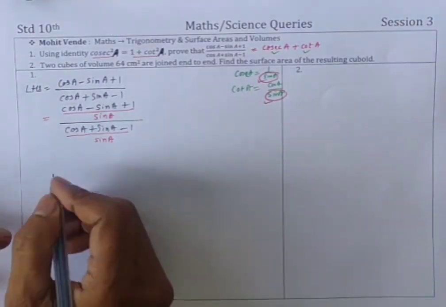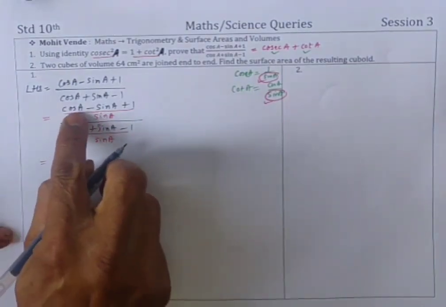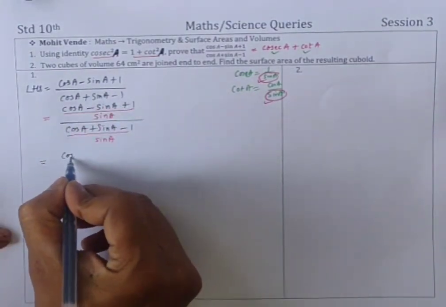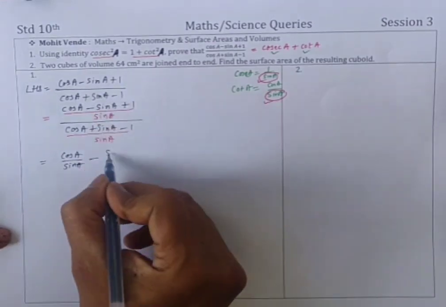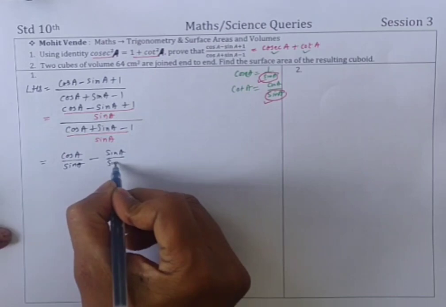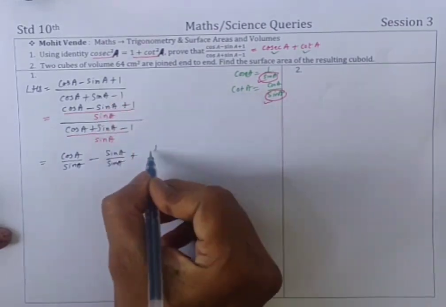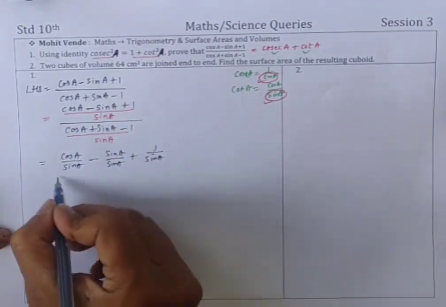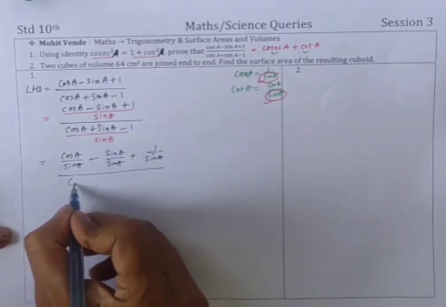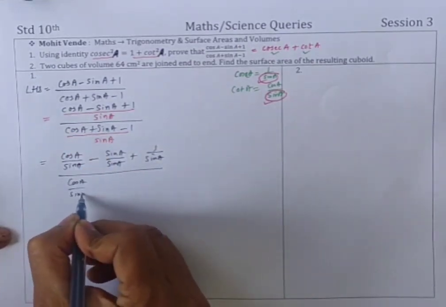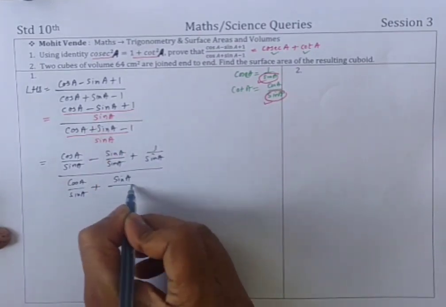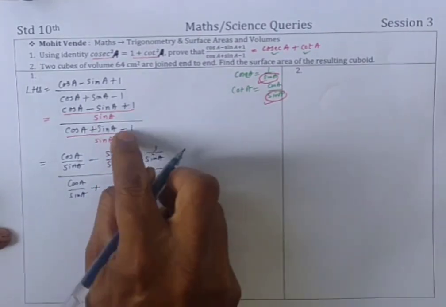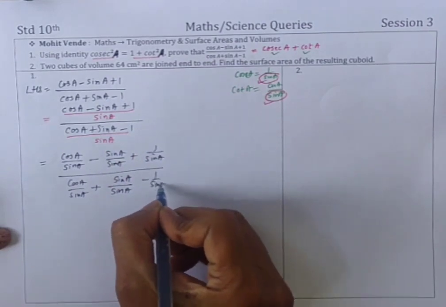Now you see the change. This is equal to, split the terms, cos A upon sin A minus sin A upon sin A plus 1 upon sin A whole upon cos A upon sin A plus sin A upon sin A minus 1 upon sin A.